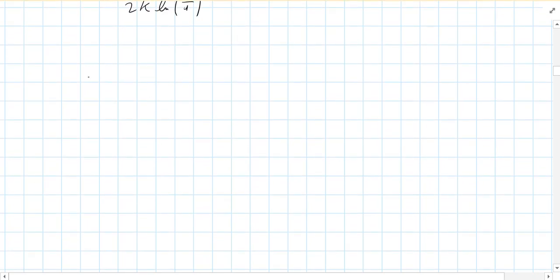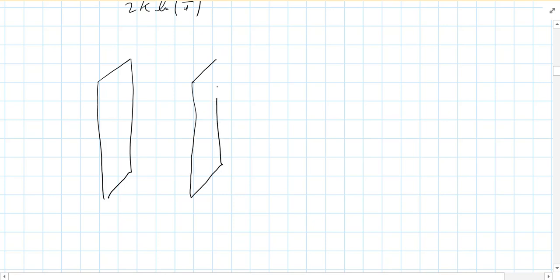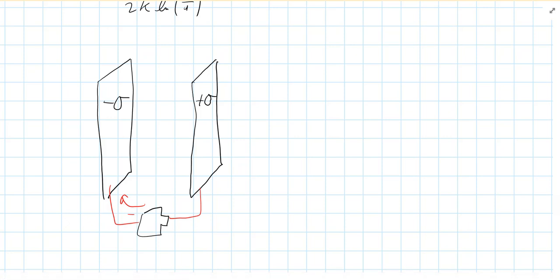So let's say you have two parallel plates of metal, like so. And here's the other one. And you hook a battery up such that one plate ends up with a negative charge density sigma and the other plate has a positive charge density sigma. So you hook this up, electrons went flying that way off of the right-hand plate onto the left-hand plate. And let's say the plates have an area A and they're separated by a distance D.